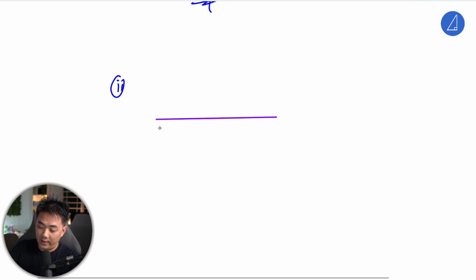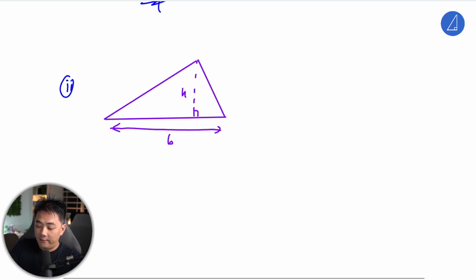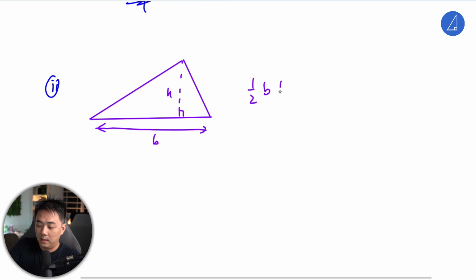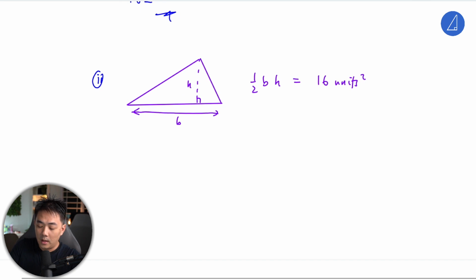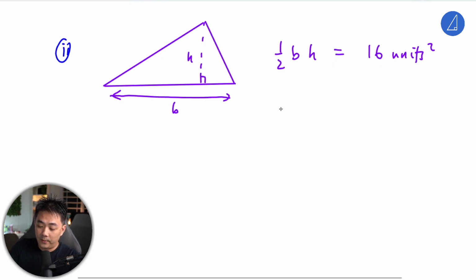The first thing is to understand how many types of triangle we can form. Any kind of triangle will have area half times base times height, regardless of whether it is an obtuse triangle or not. Then this has to be 16 square units. This is where it becomes fun, because we know base times height will just be 32.